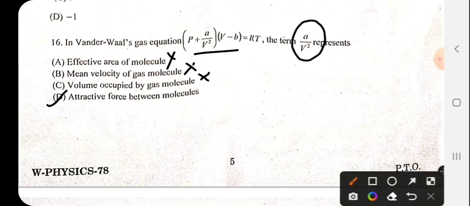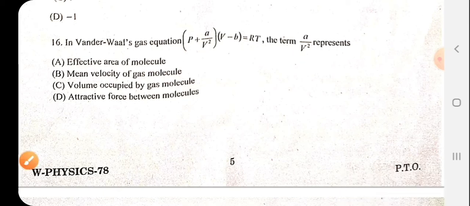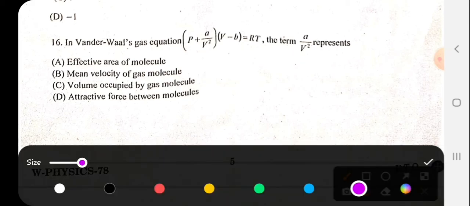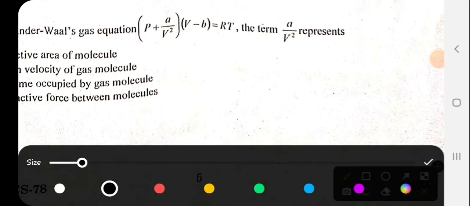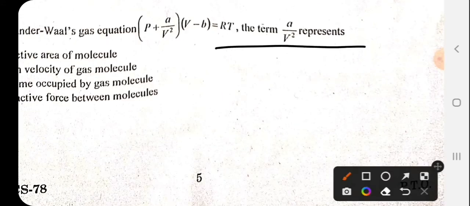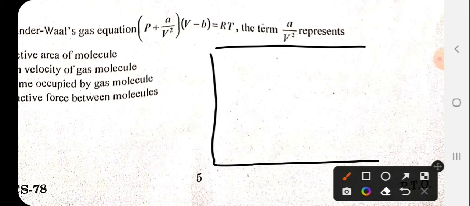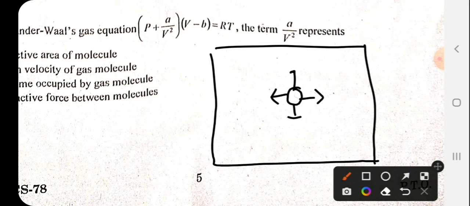Okay, so for example, consider a molecule. Consider a box where there are a number of gas molecules. Suppose this is the gas molecule. Actually this gas molecule is attracted by every other gas molecule in every direction, in all directions. That means the net force of attraction upon this particle equals 0.